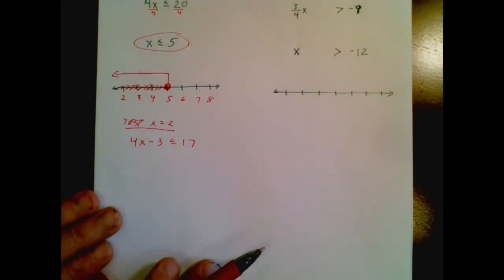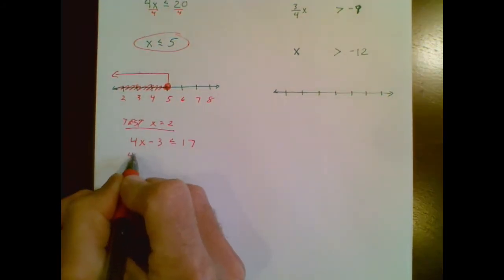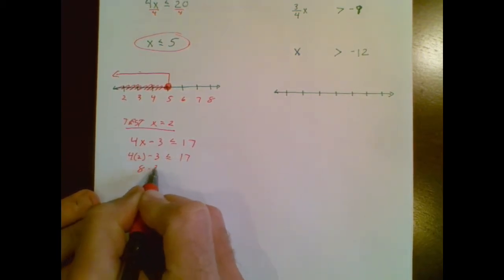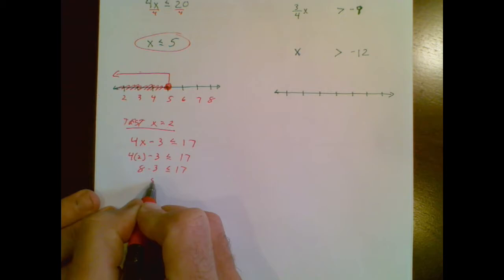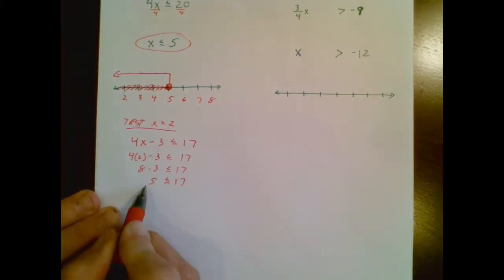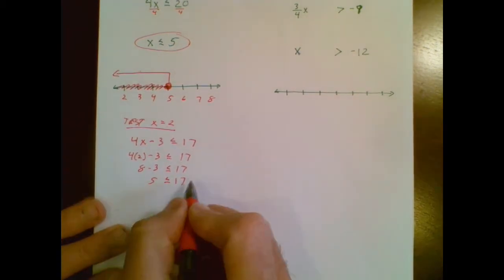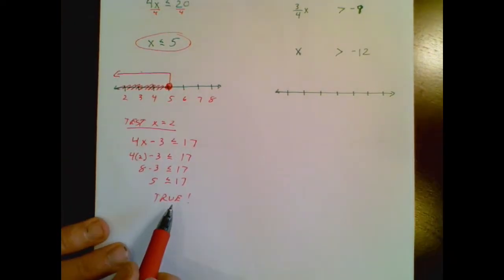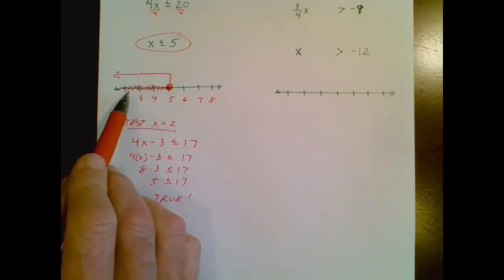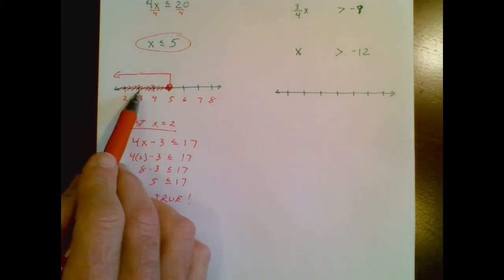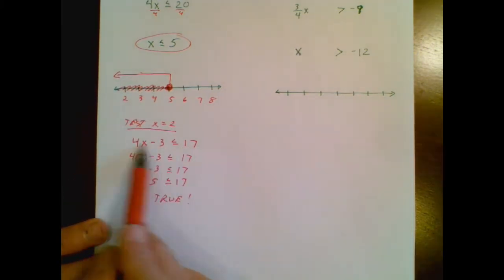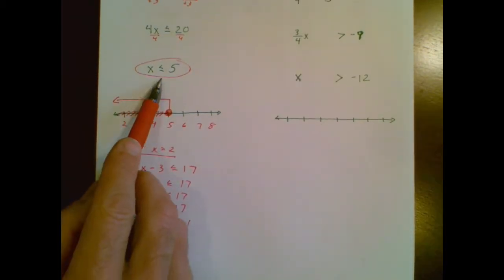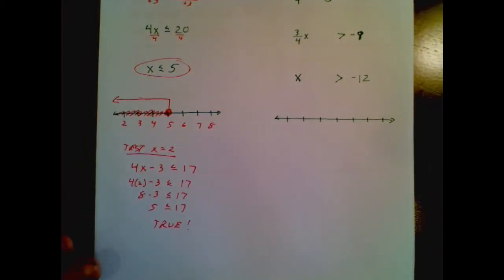So now I would just go ahead and plug in the 2. And I get 5 is less than or equal to 17. That's a true statement. So that is verification to me that when I picked a value from the shaded region, it made the inequality true, which is an indication to me that my answer is correct.